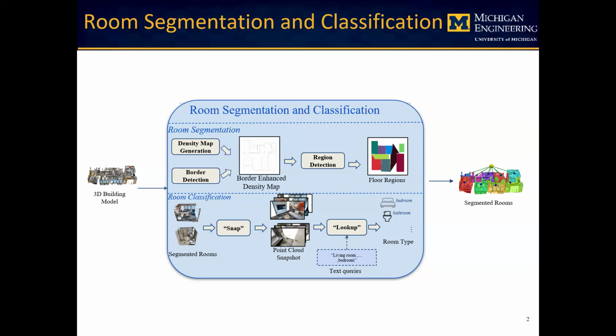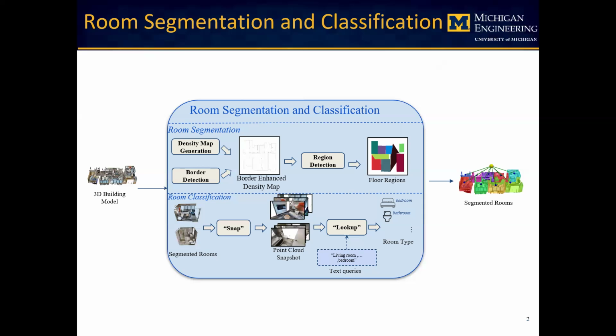In the segmentation part, we first apply a geometry-based method to generate a border-enhanced density map, and then pass the segmented result into a transformer-based region detector to get the segmented room region. After getting the segmented result, we apply a snap lookup module to classify different rooms.